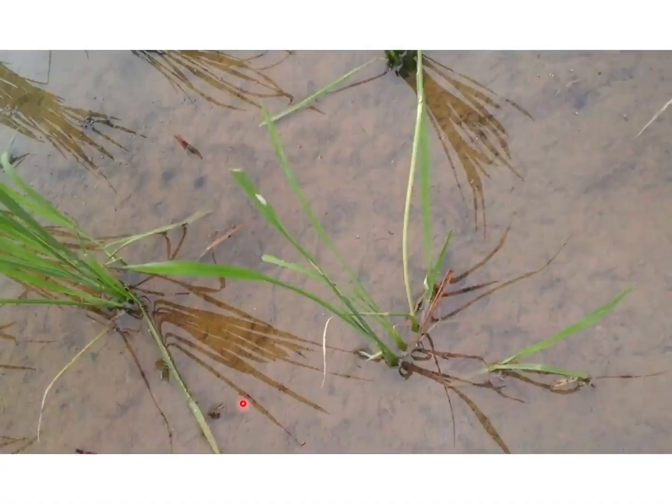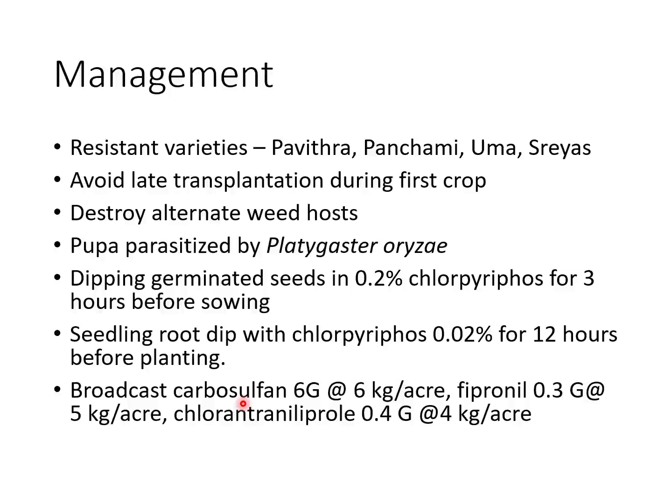Coming to the management of this pest, we have developed several varieties, especially the Rice Research Station Moncompu has a mandate to breed varieties which are resistant to gall midge because gall midge is a serious pest in Kuttanad. So most of the varieties which are released from Moncompu are resistant to gall midge. The major examples are the most commonly cultivated variety Uma along with Pavithra, Panchami and Shreyas.